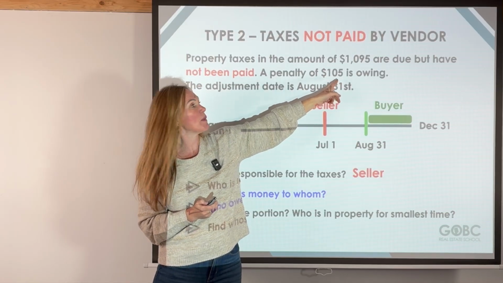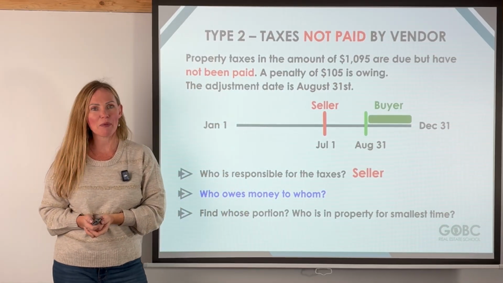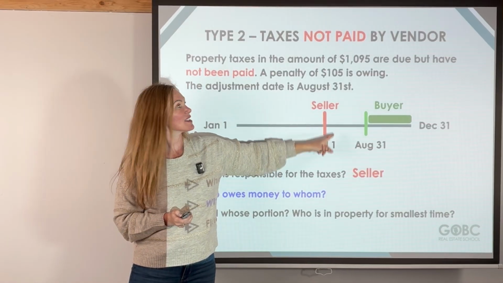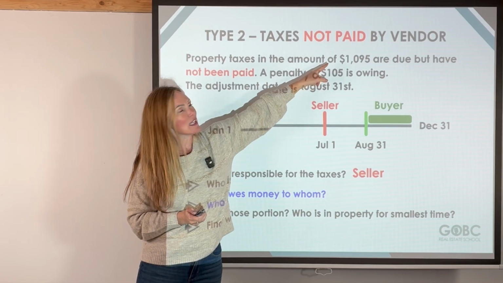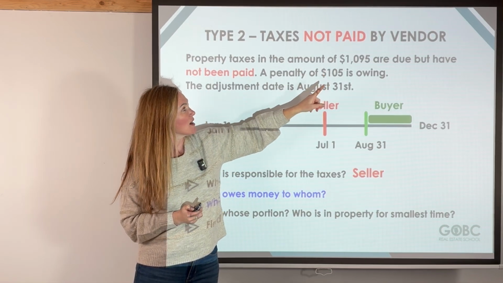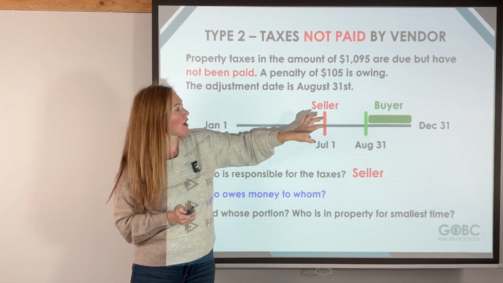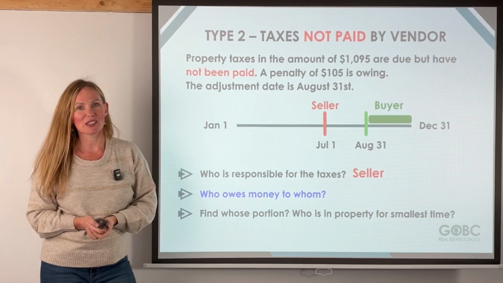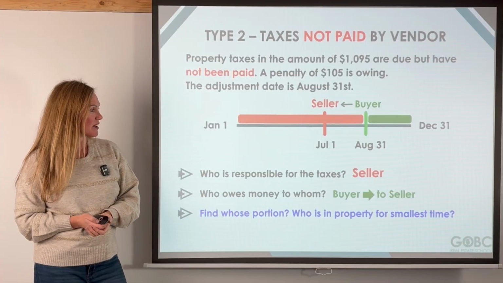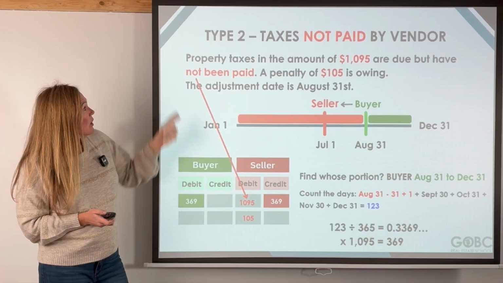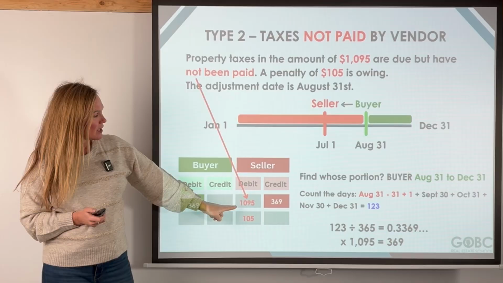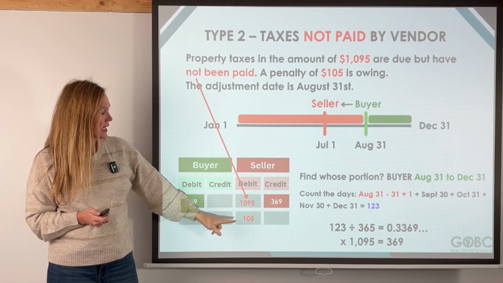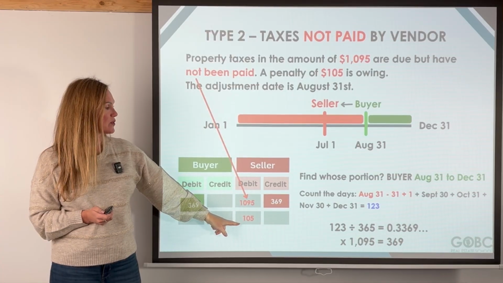Okay, how about this 105? It's a penalty. Who pays for this penalty? Do you think the buyer will pay that penalty or the seller? Seller is the one who hasn't paid the taxes. That's his penalty. So his lawyer will put this 1095 and 105 as a debit or credit to the seller. As a debit to the seller because he still has to pay that money. Okay, because it's not being paid, do you see how it shows up as a debit to the seller, and penalty of 105 debit to the seller?